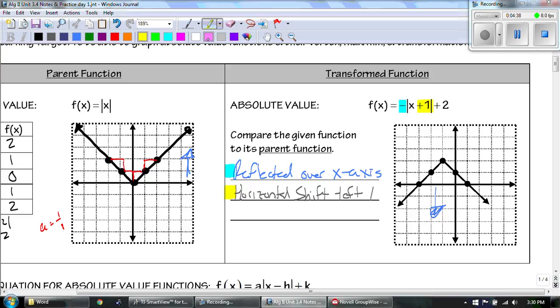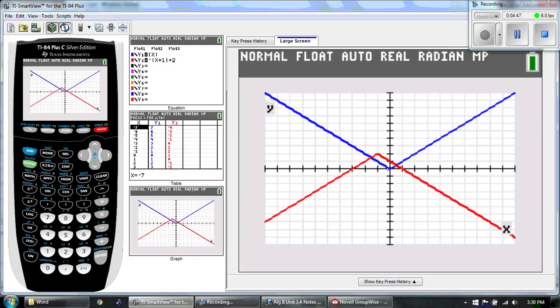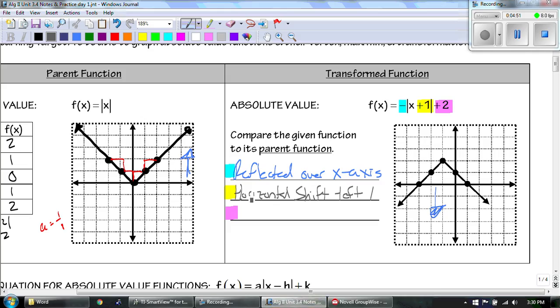And then the last thing that happened has to do with this 2. Okay? And if you notice, before we were at 0, 0, but now it's up 2. So that means that there was a vertical shift and we went up 2. So we went from here up to there.